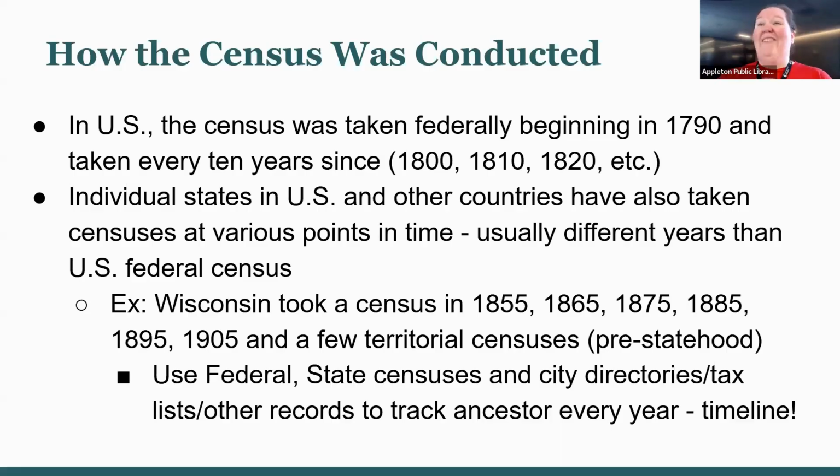as much as possible every possible year between those 10-year gaps of the census and kind of create a little timeline. Are they still living in Appleton year after year after year? Or are they in Appleton in 1800 and then in 1820 somewhere else? So you can kind of follow them all throughout time during their life.